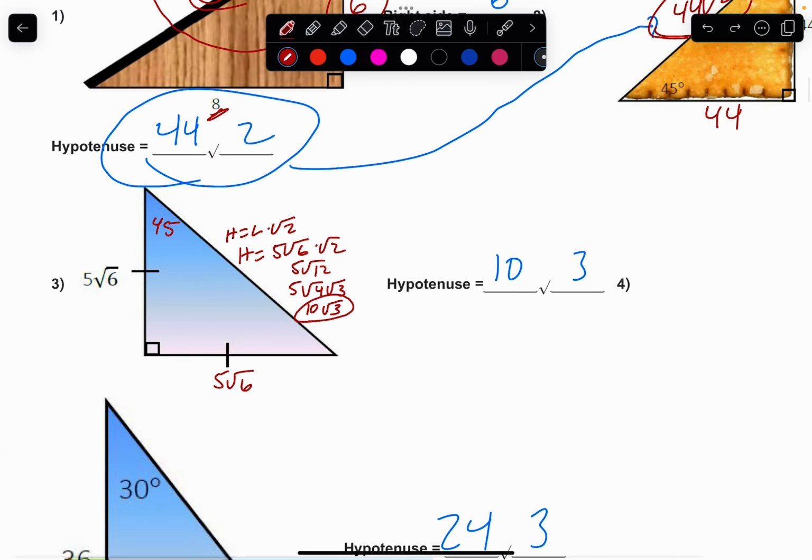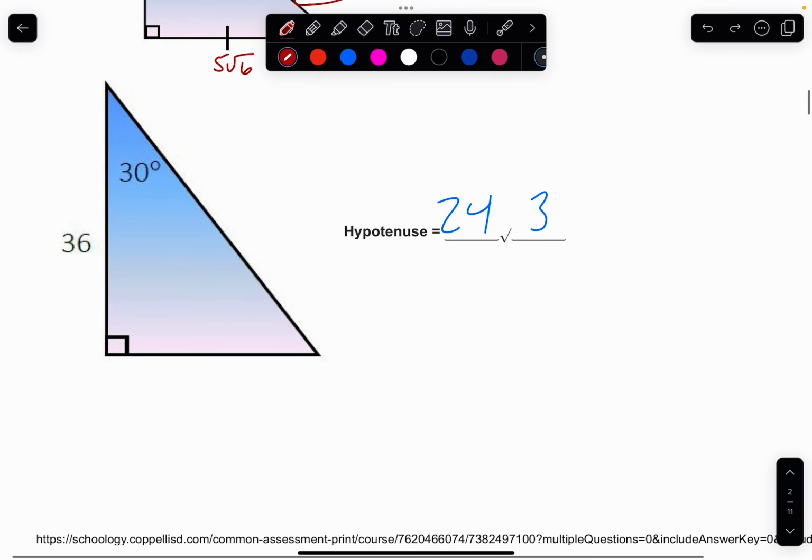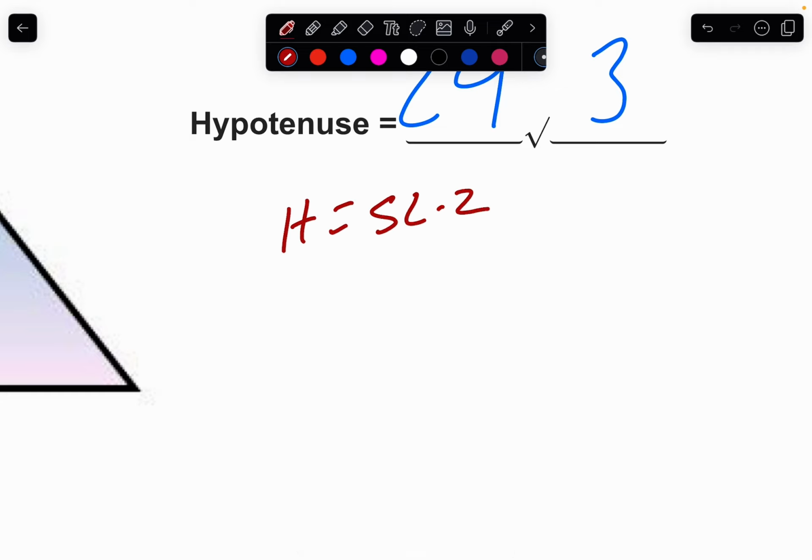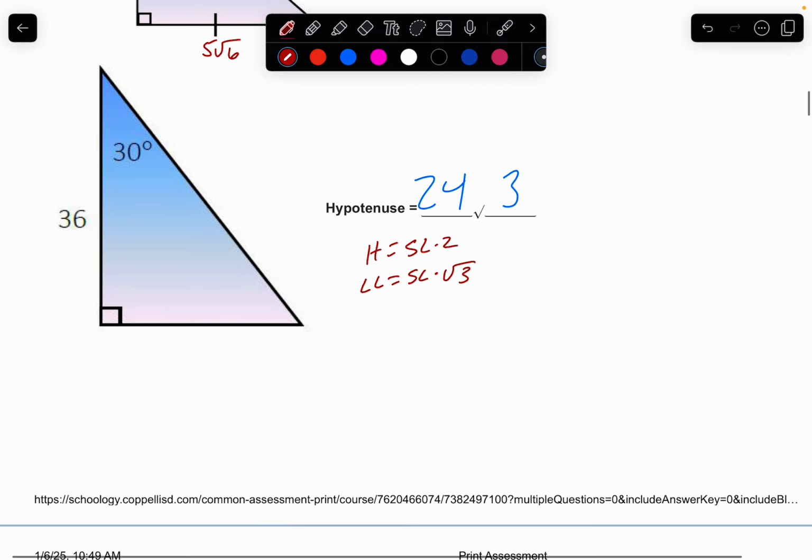Both ways are effective. 30, 60, 90 rules. These are a little bit trickier. So the hypotenuse equals the short leg times 2. That one's the easier one because it's just times 2. The long leg is equal to the short leg times root 3. That's a little tougher because you're using a root 3 there.